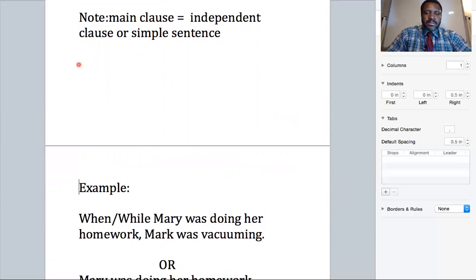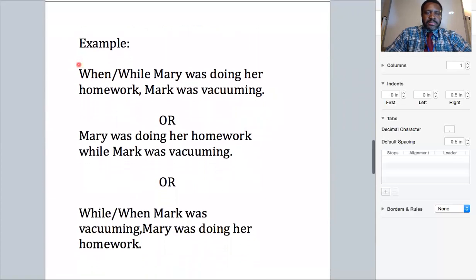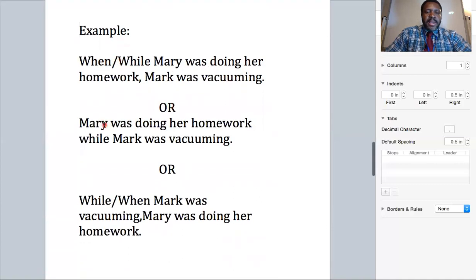Let's look at these examples. When or while Mary was doing her homework, Mark was vacuuming. You can use when or while. Or Mary was doing her homework while Mark was vacuuming.